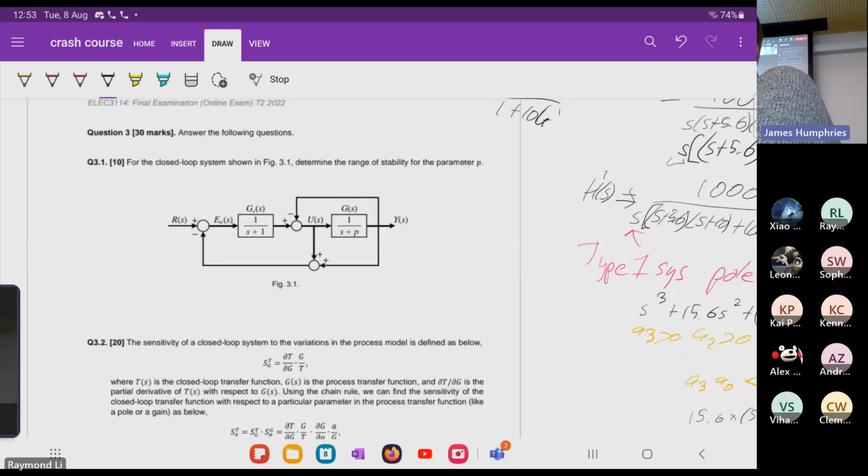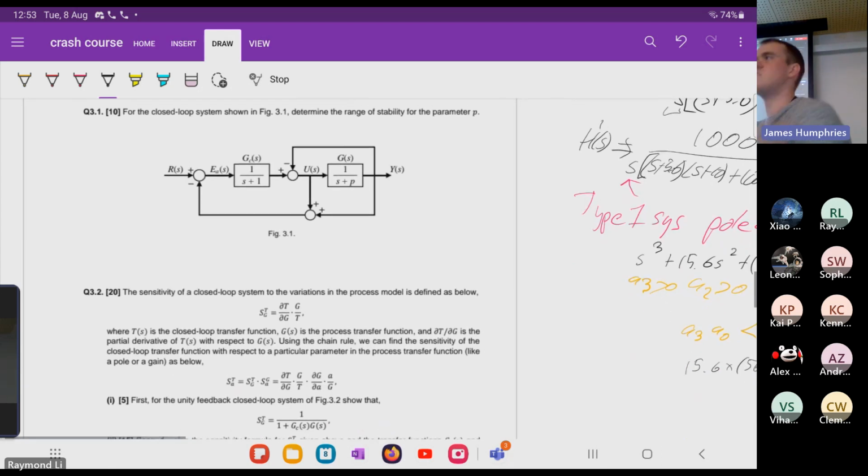For the closed loop system, determine the range of stability for the parameter P. Oh, look at that. There's so much going on, isn't there? All right, when you get a question like this, where do you reckon you start? Ideally, like in the previous question, we broke it into blocks. But the issue is this part feeds back into here, and this part feeds into there. So we can't combine that into anything, so we're kind of a bit stuck.